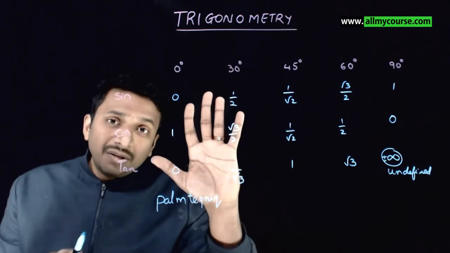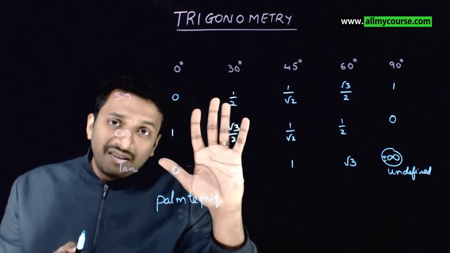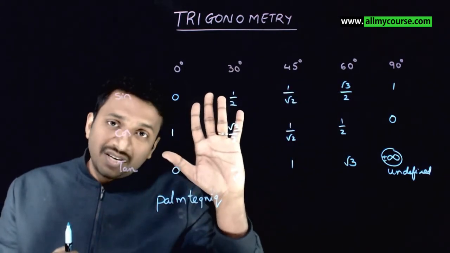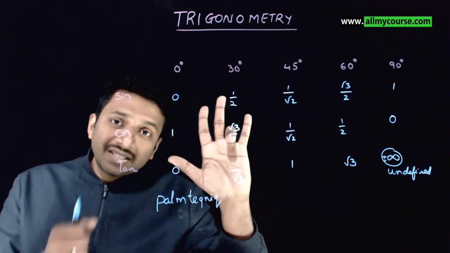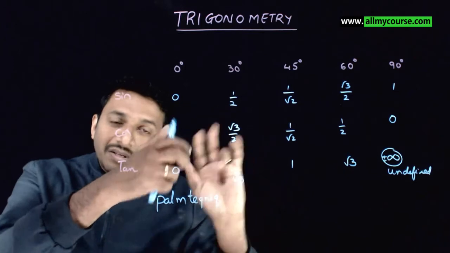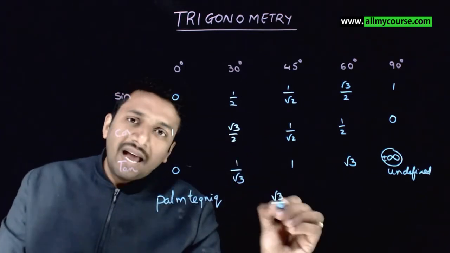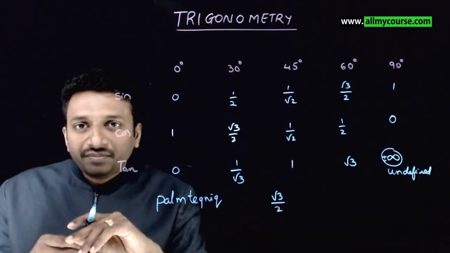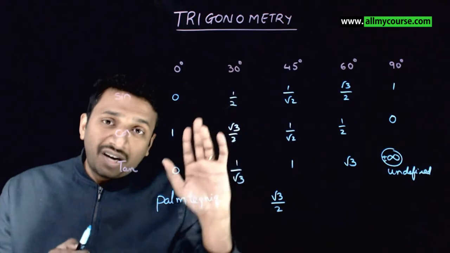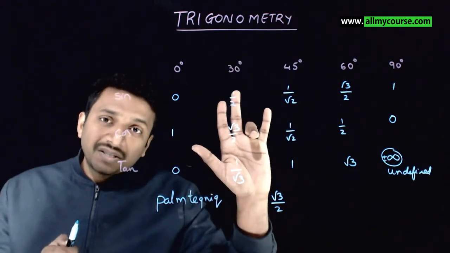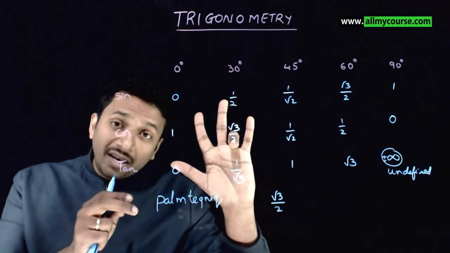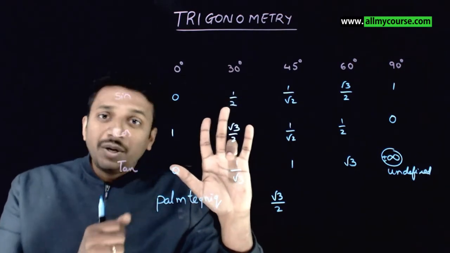So for the value of sine of any angle, if you want sine of 60 degrees, go to the finger corresponding to 60 degrees and just close it. How many fingers are there to the left of this 60 degrees finger? You have 3. So write root 3 and just divide by 2. So just close the finger corresponding to the required angle, count the number of fingers on the left side towards the thumb finger and take the root of that number, divide by 2, that is the answer.